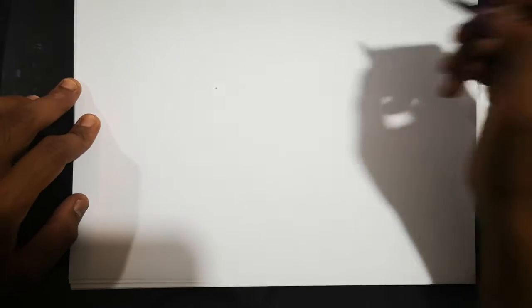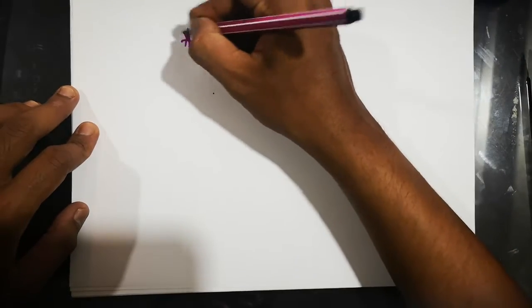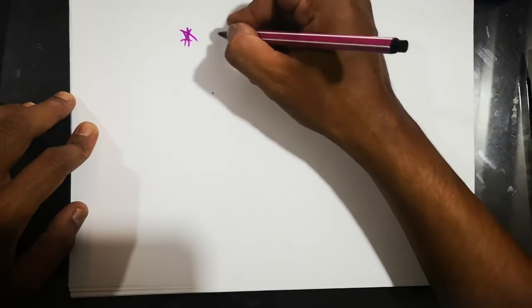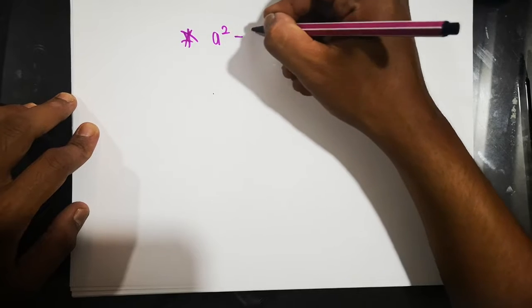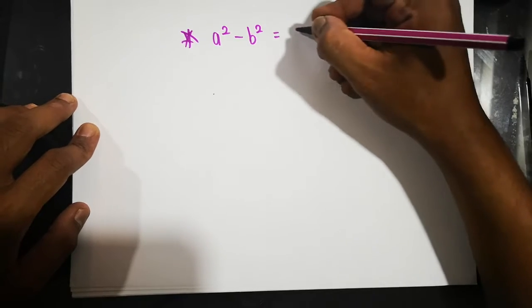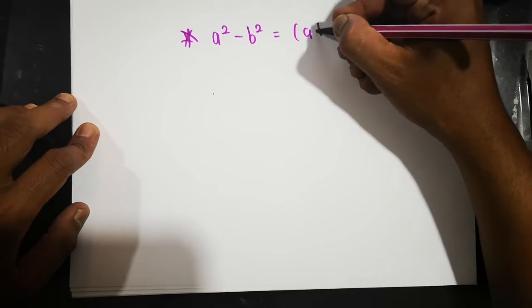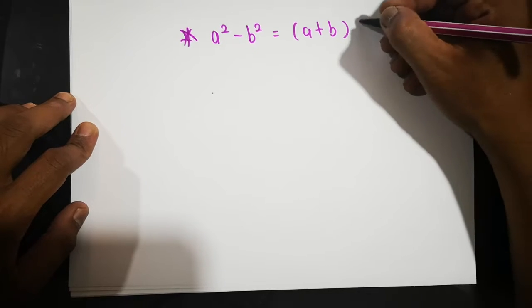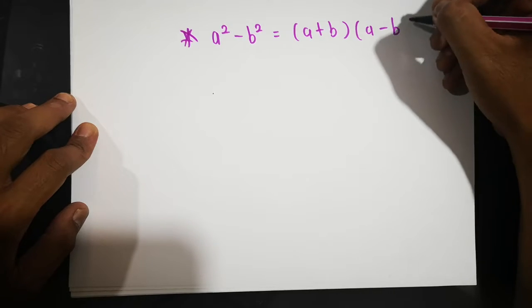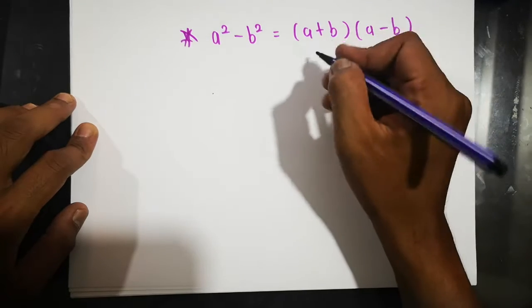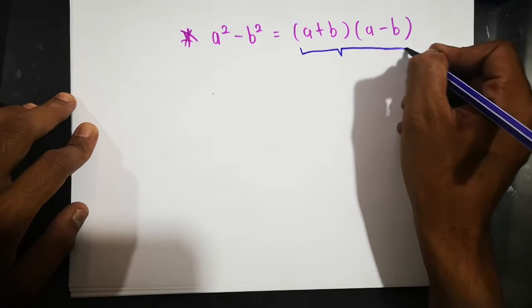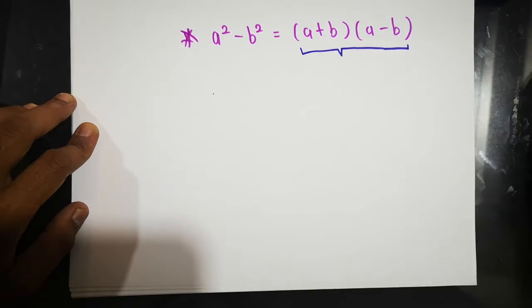Before you even start doing any question, this is what you need to know. I put an asterisk here. a square minus b square is the same as (a plus b)(a minus b). So this is the form that we want to get at the end of the day.